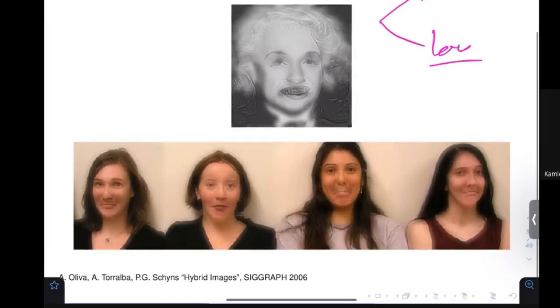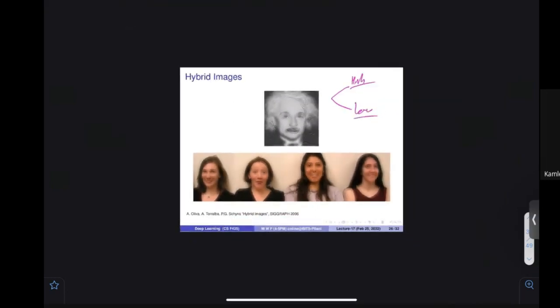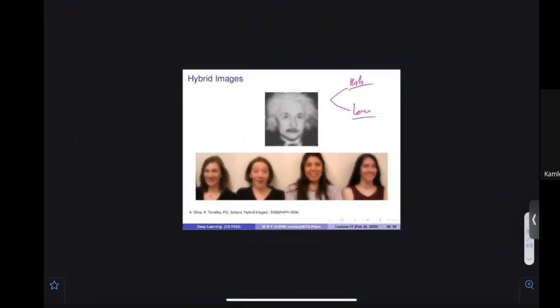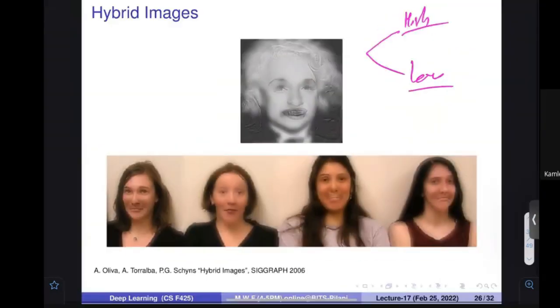Same thing is over here. Are these ladies happy or sad? Can anybody tell? They are happy. Okay, all of them are happy. But if you see closely, they are not happy. This is happening because we have mixed the low and high frequency components into the same image.